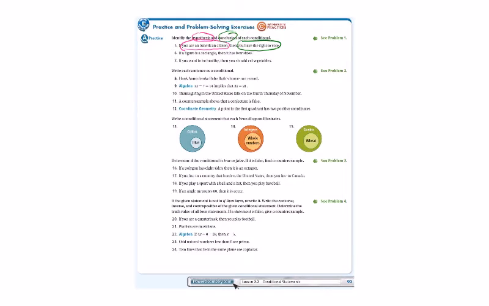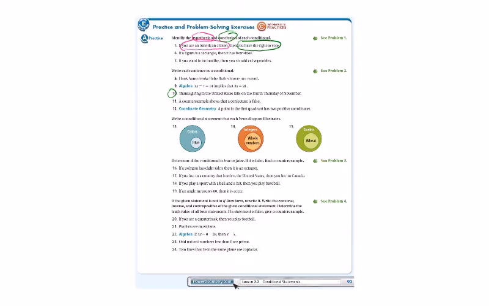Remember that sometimes an if-then statement isn't written with an if and a then, but it still can be translated to an if-then statement. It still might have conditional features to it. For example, number 10, Thanksgiving in the United States falls on the fourth Thursday of November. You can say, if it's the fourth Thursday in November, then it's Thanksgiving, or, if it's Thanksgiving, then it's the fourth Thursday in November.